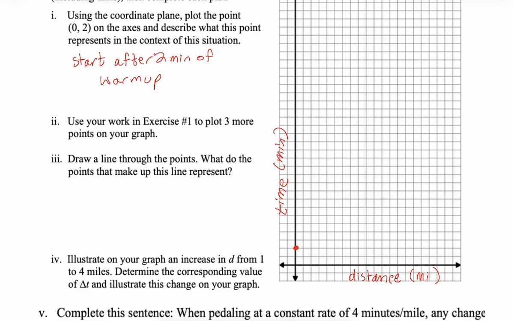Okay. Next, it says use the graph to plot 3 more points on your graph. So let's think about what we know. We know we're going in 4 minutes, we're going to hit a mile, right? So after 4 more minutes, so count from that spot, count up 1, 2, 3, 4, and we have gone a mile, right? It takes us 4 minutes. That's our time. 4 minutes, we'll go 1 mile. So that would be the point 1, 6.